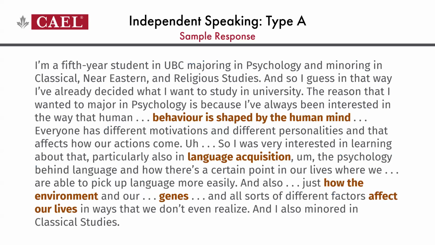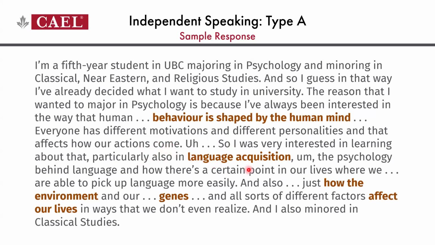She does have those three main reasons. You can see them in that sort of orangey brown print. The first reason talks about behavior and the human mind, and she's got a couple of details there she talks about. And then she moves on to language acquisition. There's definitely room for improvement here. She's just talking about motivations, personalities, and actions. We might have said a little bit more about that.